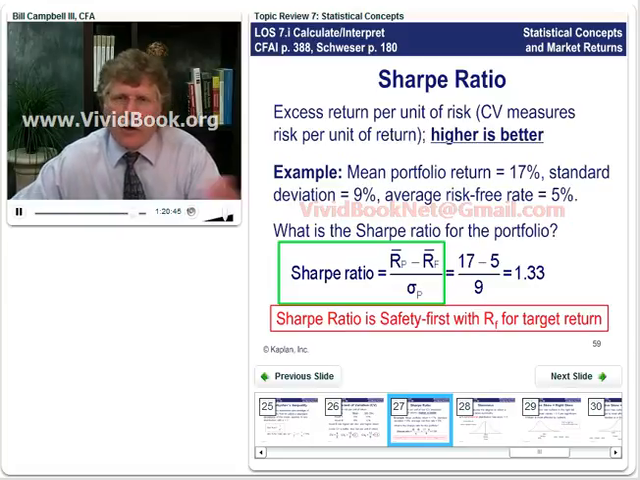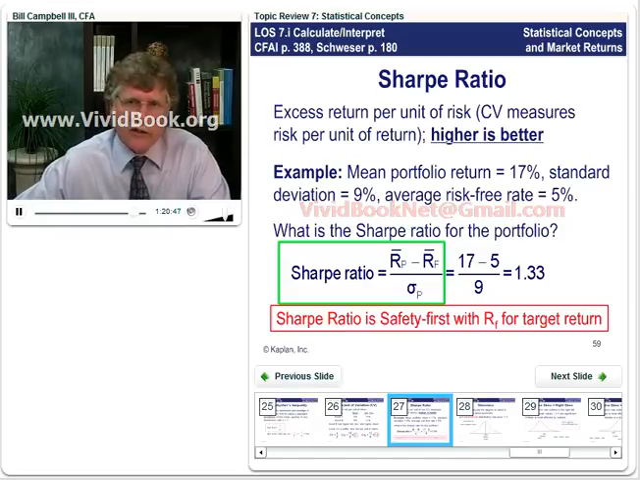So notice, on CV, we had risk in the numerator, average in the denominator. We had standard deviation in the numerator, average return in the denominator. Sharpe ratio, we flip that over. We have the average in the numerator, we have the standard deviation in the denominator.